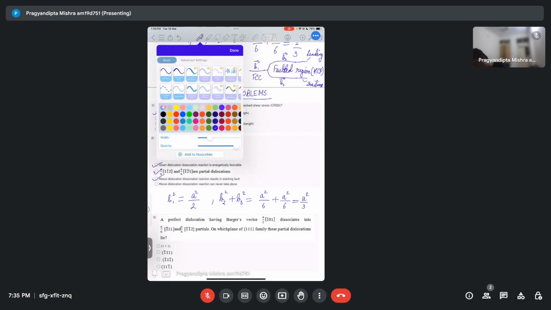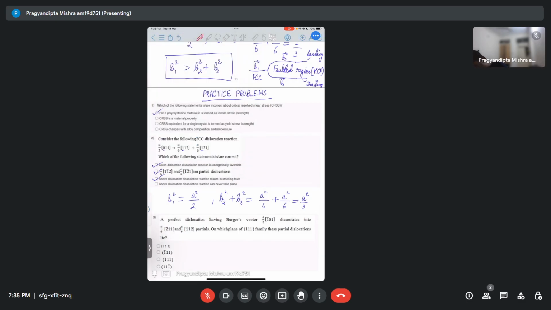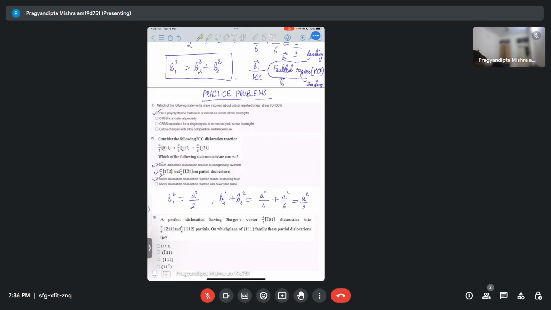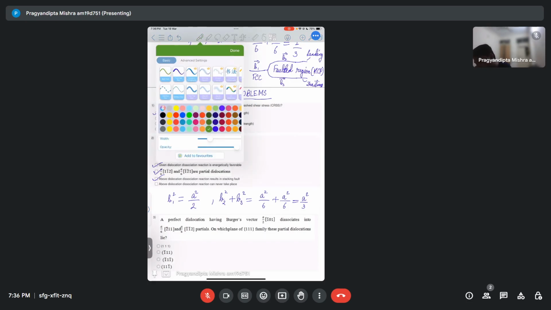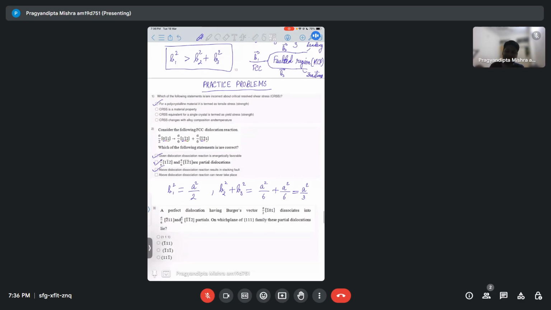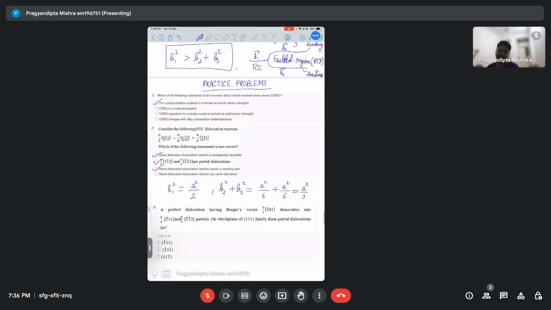Then let me use a different thing so that it's clear. Minus 1 and minus 2, if I sum, I'll get minus 3. Minus 3 by 6 will be minus 1 by 2. So this is correct. And the third one, 2 and 1, so that will be 3. 3 divided by 6 will be 1 by 2. So here it is 1 by 2. So that is also correct. So the sum is exactly right. Therefore, this dislocation can take place. So therefore, the last option is incorrect.